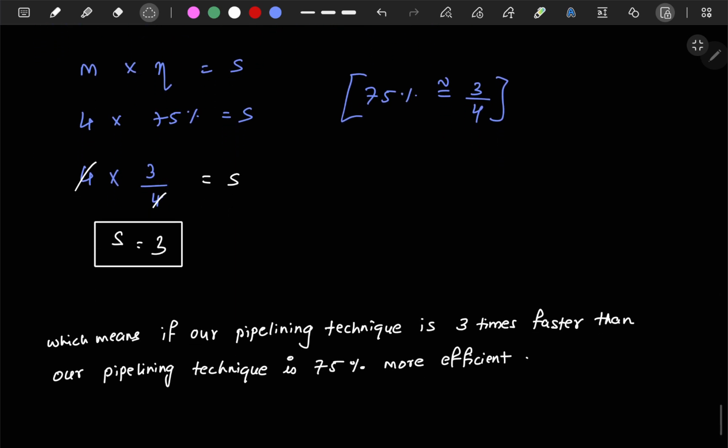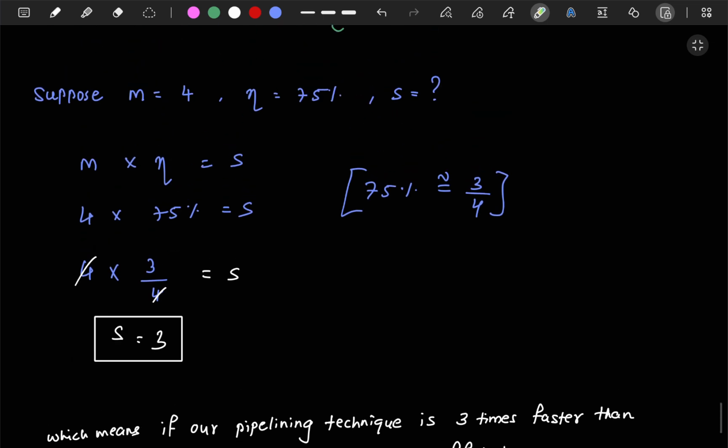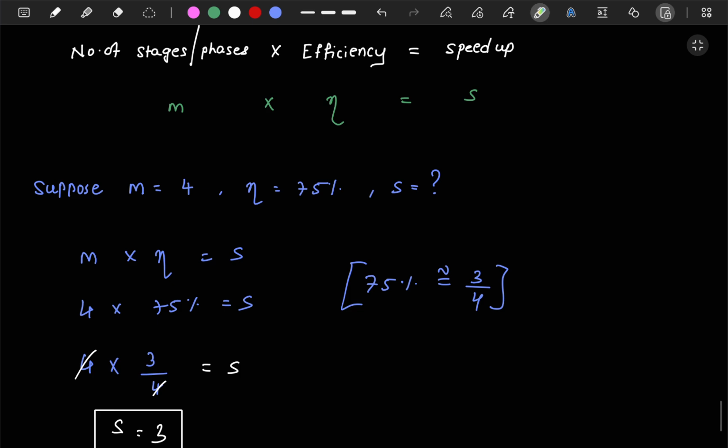The meaning is that if a pipelining technique is 3 times faster, then our pipelining technique is 75% efficient. That is the meaning of it. Or vice versa, if it is 75% efficient, then it is 3 times faster. So that is the relationship between speed up and efficiency.